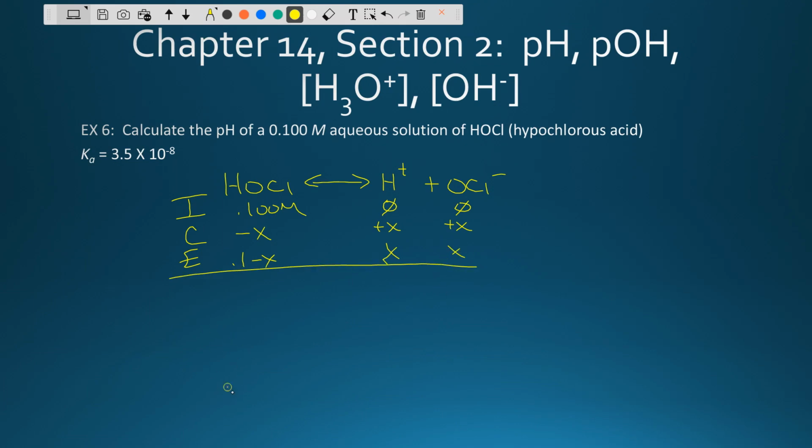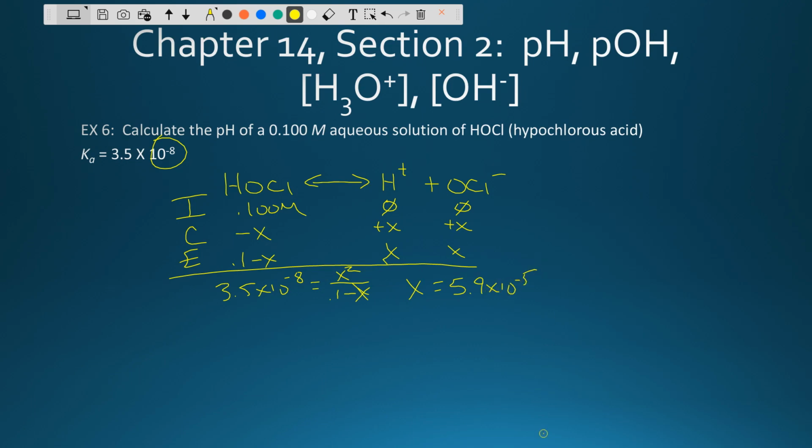So we solve this exactly like an equilibrium problem, and I see that my 3.5 times 10 to the negative 8 is going to equal x squared over 0.1 minus x. Notice this is in fact small, so I can disregard it. And so I just see that 3.5 times 10 to the negative 8 equals x squared over 0.1. Multiply both sides by 0.1, and take the square root, and I'll end up with a value of 5.9 times 10 to the negative 5.